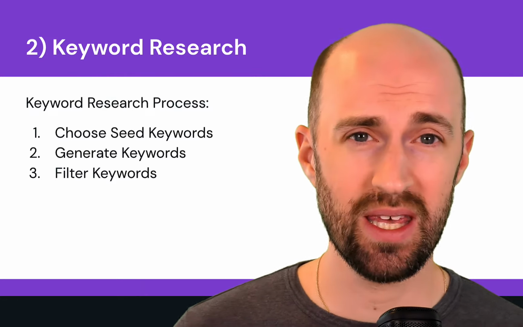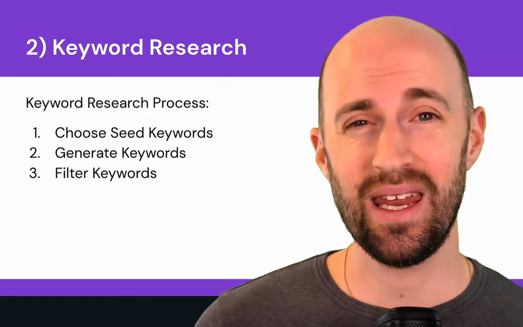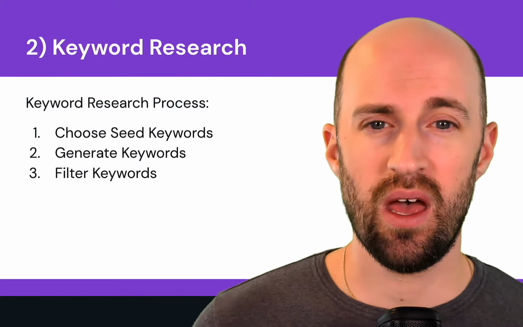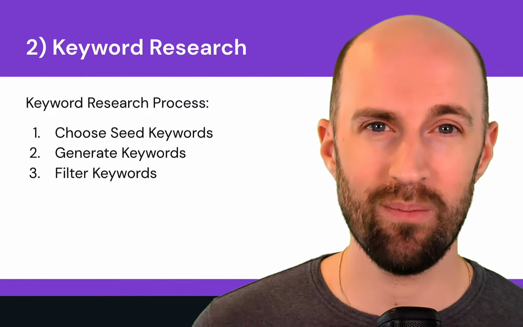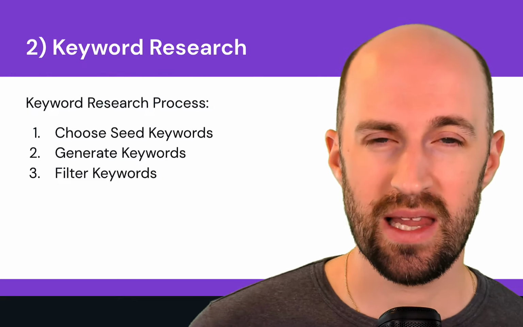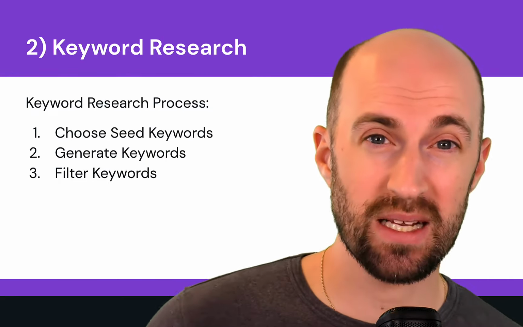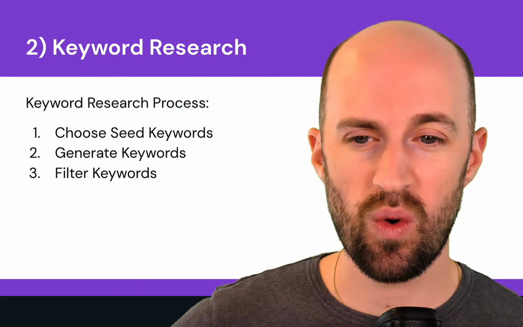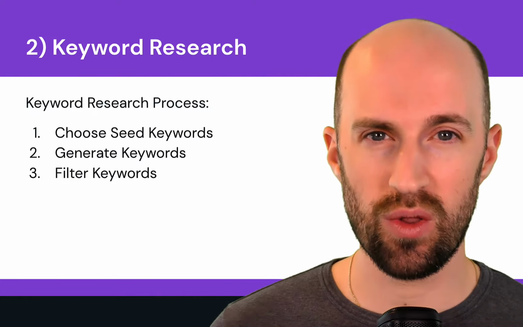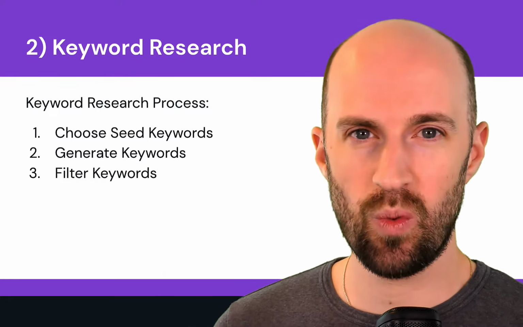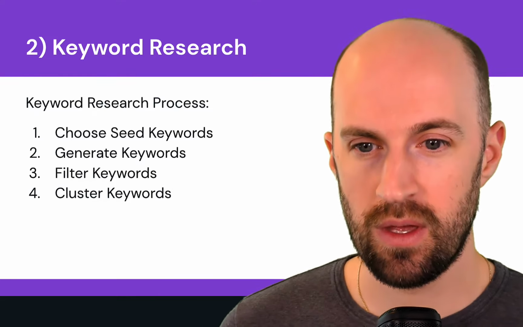Next is filtering the keywords, so going through those, getting rid of irrelevant ones, getting rid of the ones that don't meet your search criteria. Let's say you have a minimum monthly search volume that you want or a maximum difficulty score. So using that, you would filter out all the irrelevant ones and keep the ones that are higher value.